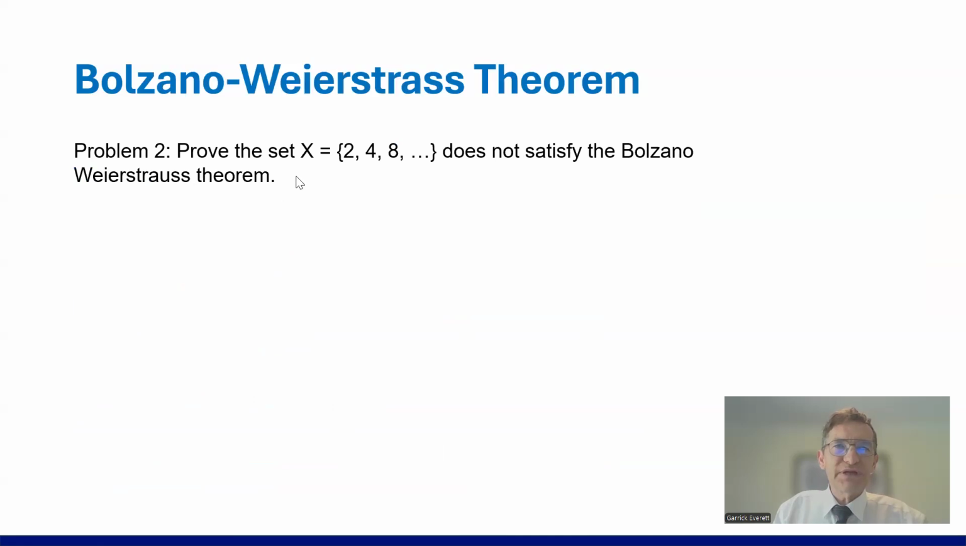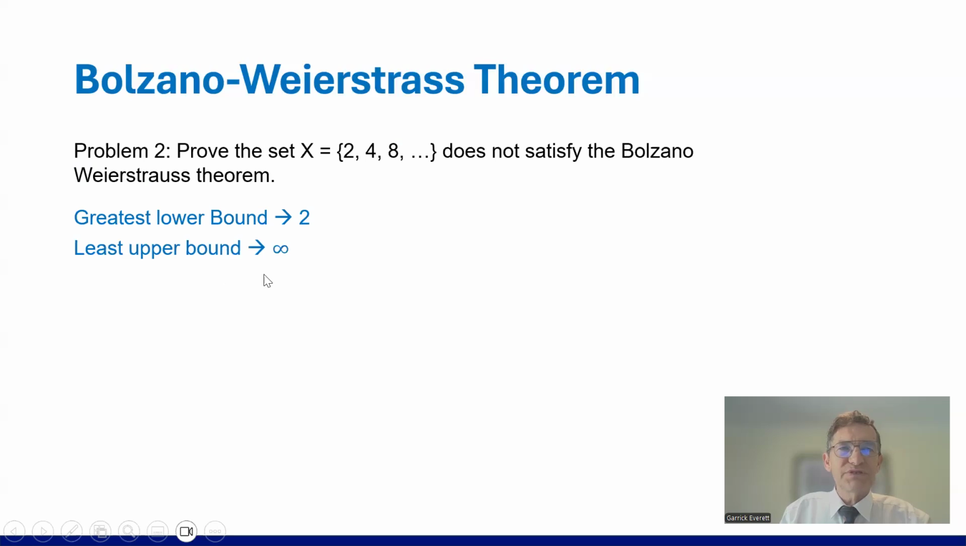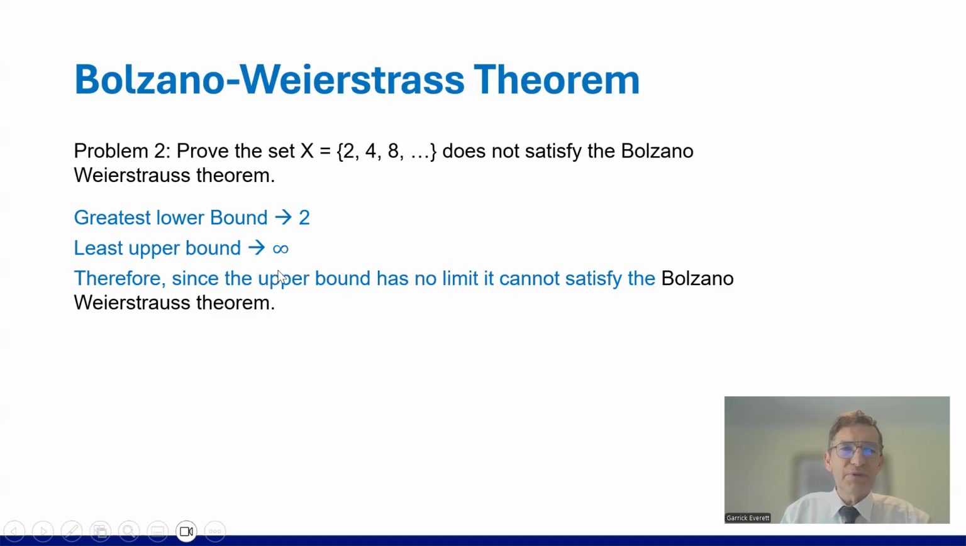Problem 2. Prove that the set X equals 2, 4, 6, 8, and so on, does not satisfy the Bolzano-Weierstrass theorem. Greatest lower bound, 2. That's pretty obvious. Least upper bound is infinity. Problem. Therefore, since the upper bound has no limit, it's infinity, it cannot satisfy the Bolzano-Weierstrass theorem. You can't use infinity. You have to actually have an upper bound.